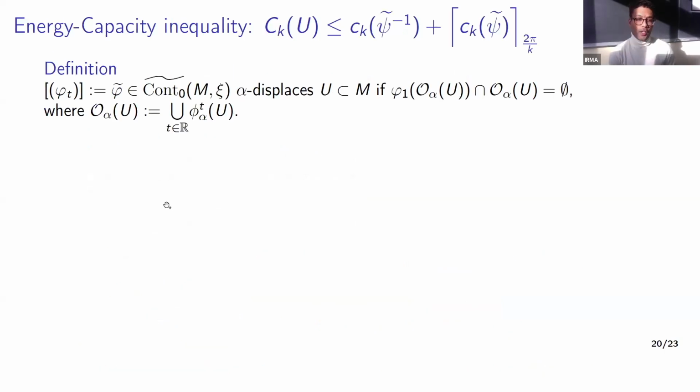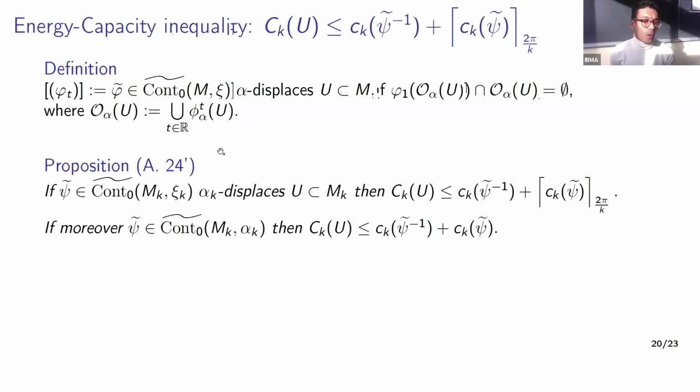Then the first question I asked when I tried to define this capacity is why this capacity is finite. And this comes from a bit the same reason as what happens in symplectic geometry, about the energy capacity inequality. What it means is that if a contactomorphism displaces a domain, then the capacity of this domain will be less than the energy of this contactomorphism. More precisely, when I say that alpha displaces a domain, I mean that the time one map displaces not only the domain, but the whole orbit of the domain under the Reeb flow. Okay.